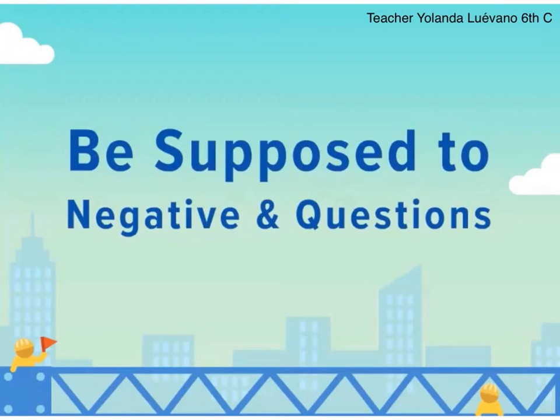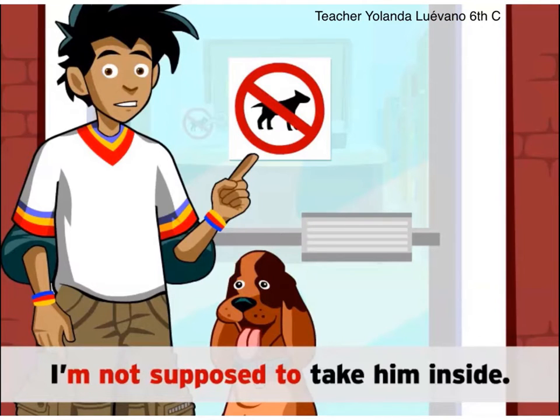Now, let's check be supposed to, but now with negative and questions. Again, the negatives of be would be isn't, aren't, am not. And in past, wasn't and weren't. Look at this. I'm not supposed to take him inside. So that means I'm not supposed to take him inside. He is not allowed to. Se supone que no debo de llevarlo dentro.